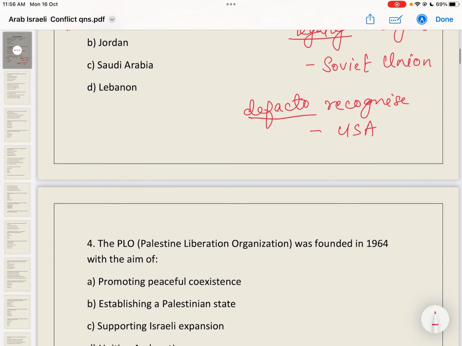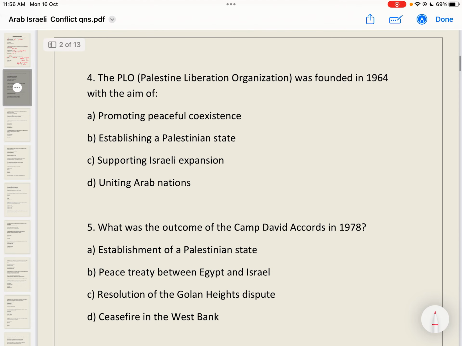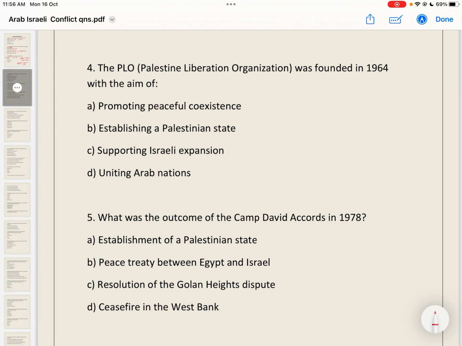Now, moving on to the next question. The PLO, or the Palestine Liberation Organization, was founded in 1969 with the aim of A. Promoting peaceful coexistence, B. Establishing a Palestinian state, C. Supporting Israeli expansion, and D. Uniting Arab nations. The right answer here is B. Establishing a Palestinian state.